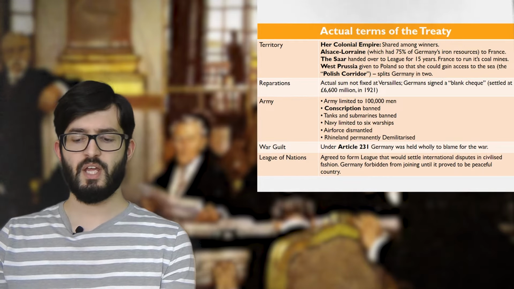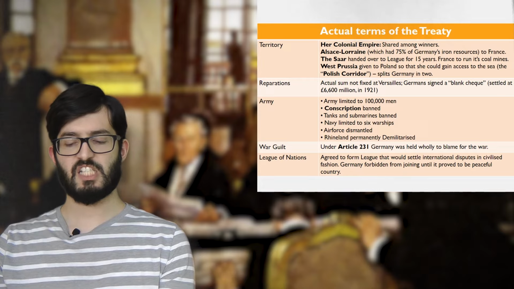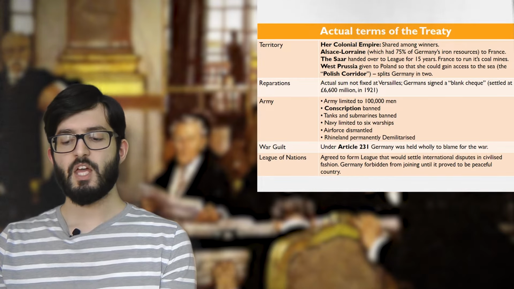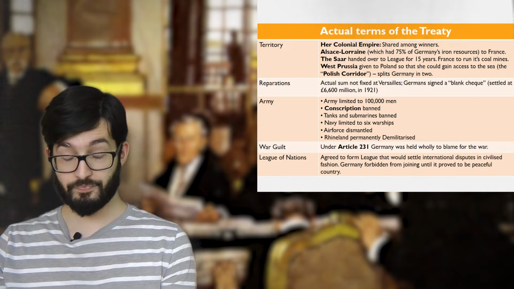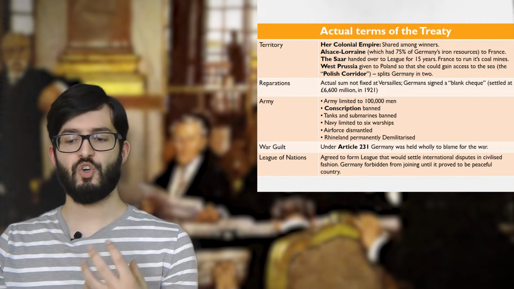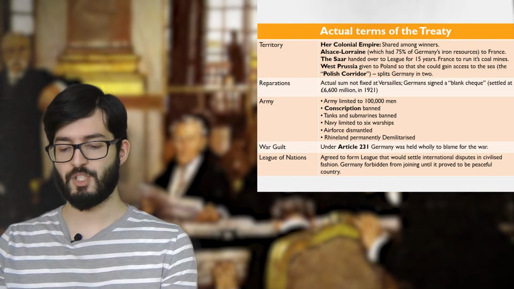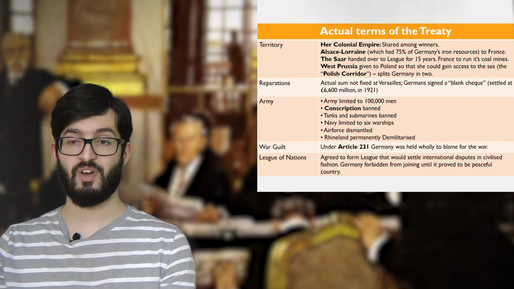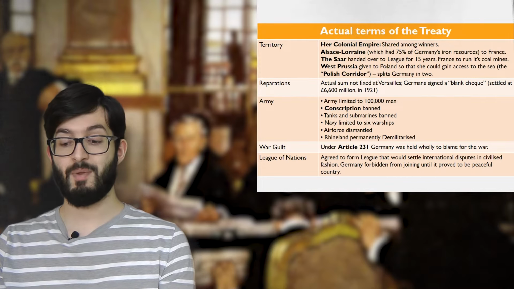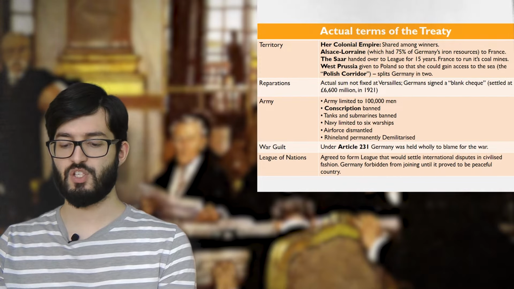So in terms of the territory, the colonial empire of Germany is first of all divided up amongst the winners. Germany also loses Alsace-Lorraine as a territory to France, as of course Clemenceau was asking for. And Alsace-Lorraine controlled 75% of Germany's iron resource, so a key strategic resource.